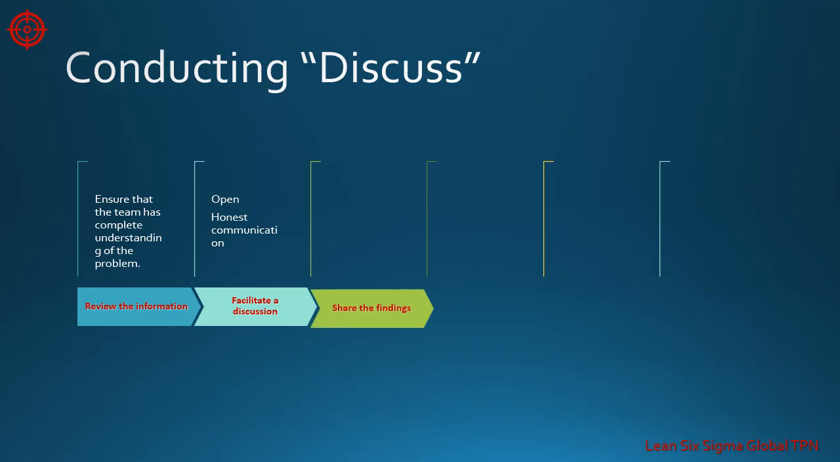And next, share the findings from the look phase with the team and stakeholders. This may include data on the average wait time, number of complaints received, and customer feedback on their experience with the phone line. And next, encourage feedback and discussion from the team and stakeholders on the findings.